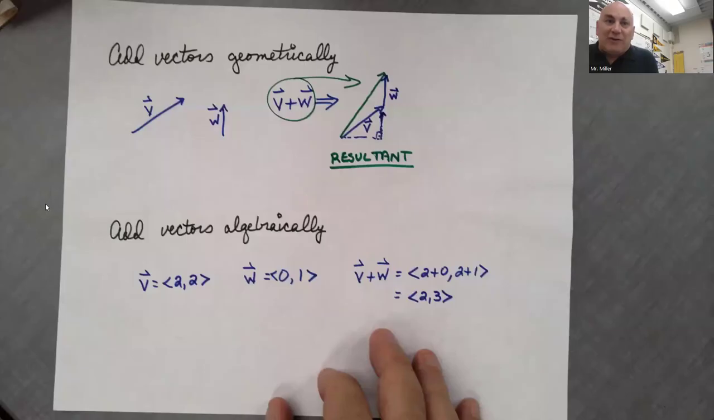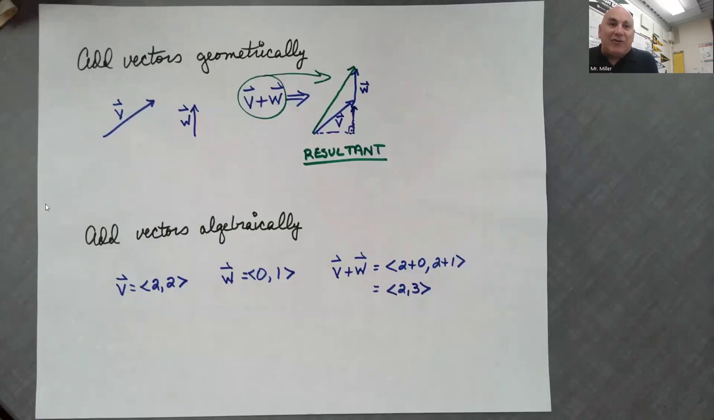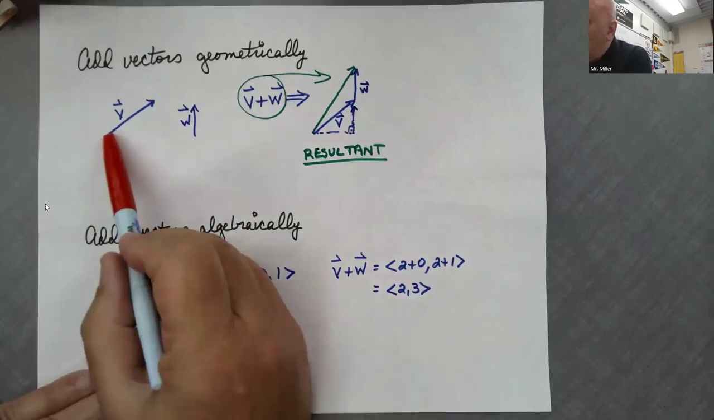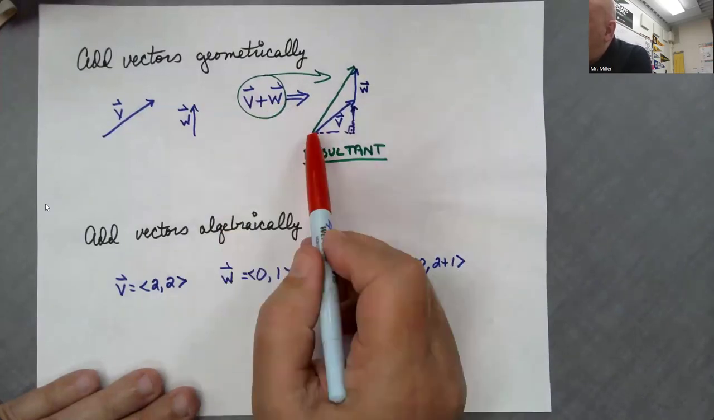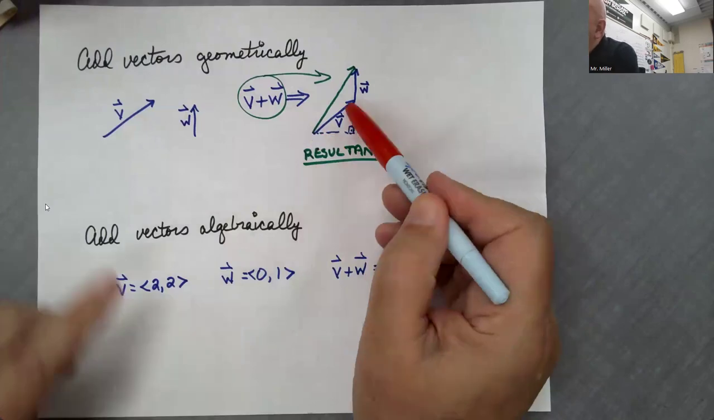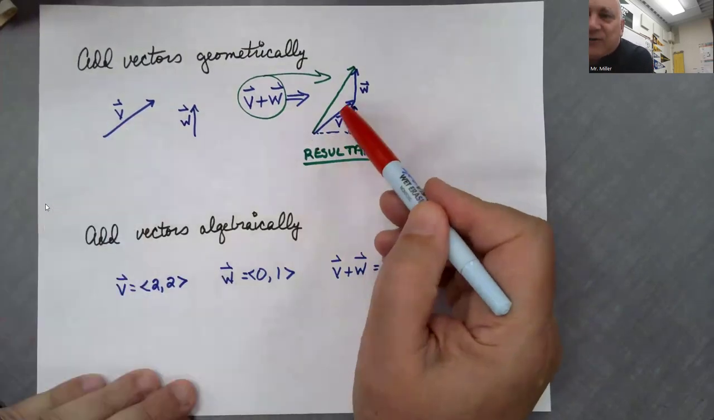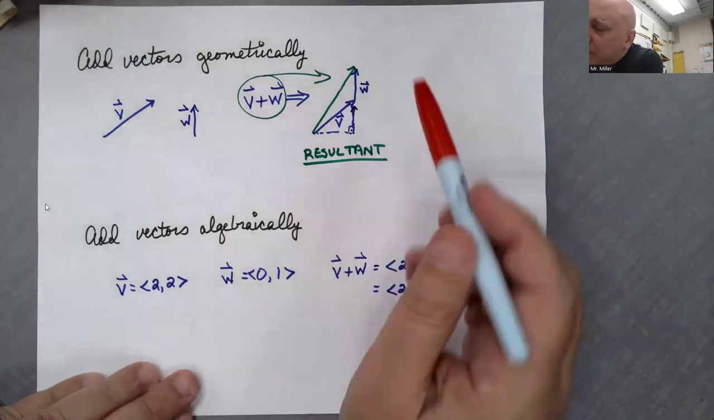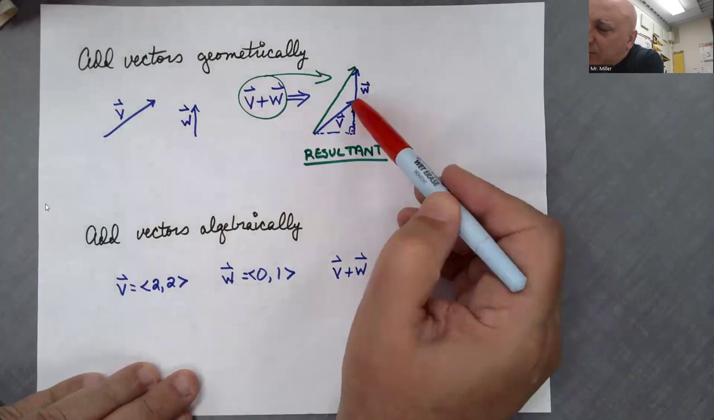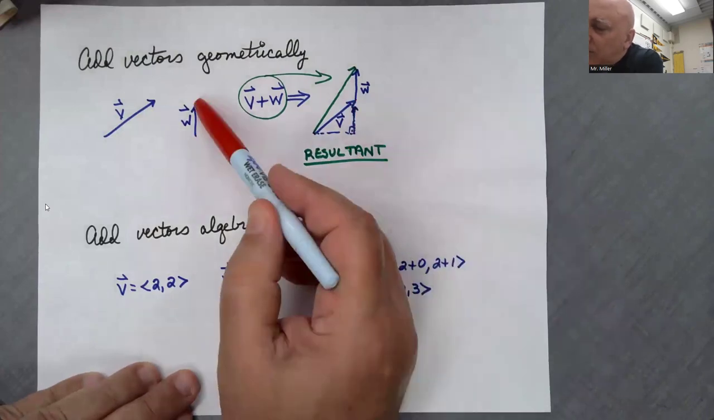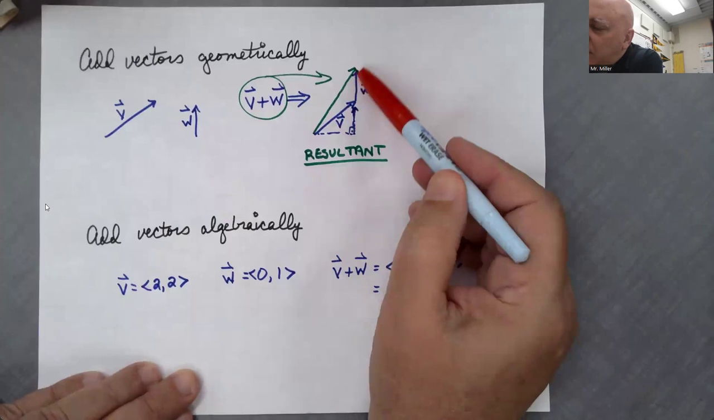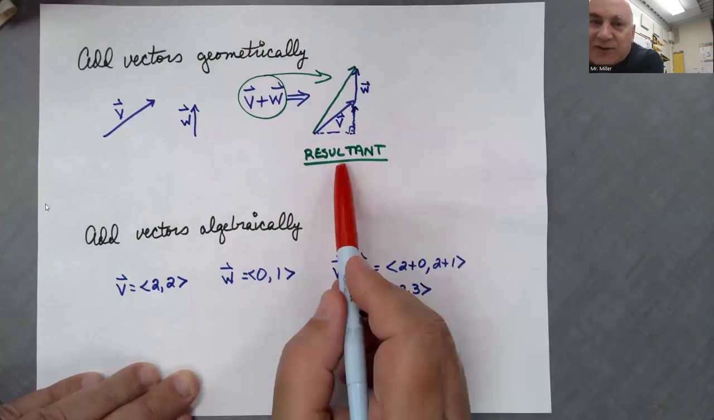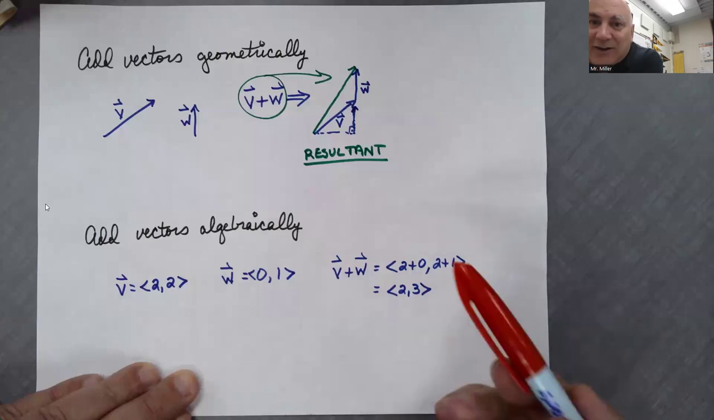If we want to add, there are a couple of ways we can add vectors. We can add them algebraically or geometrically. Let's do geometrically first. Here's vector V going up and to the right, and here's vector W going straight up. V plus W, if I start here, there's vector V. Notice it's equal to this V. When we add vectors like this, we do what's called tip to tail. Here's the tip of this one where V ends, W starts, and now we put W on top of it. So there's V, there's W. This green vector here is V plus W, and it's called the resultant. It's the result you get when you add two vectors.